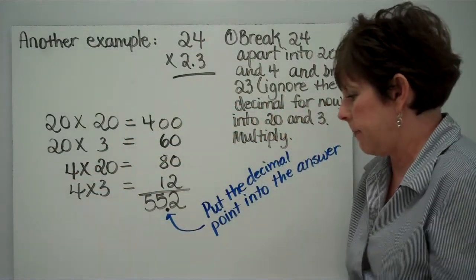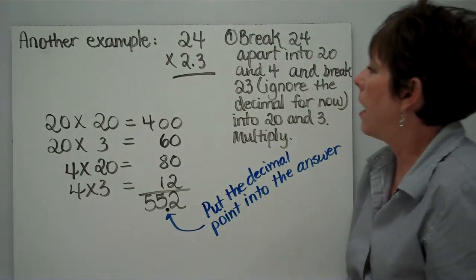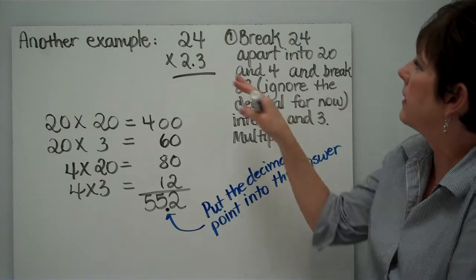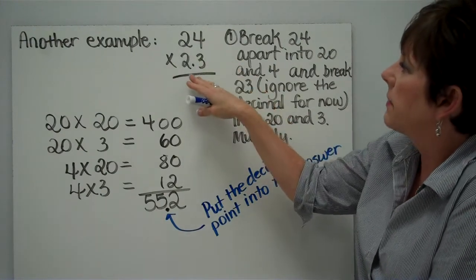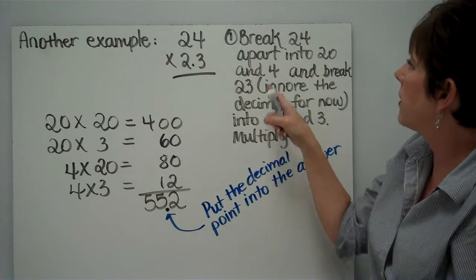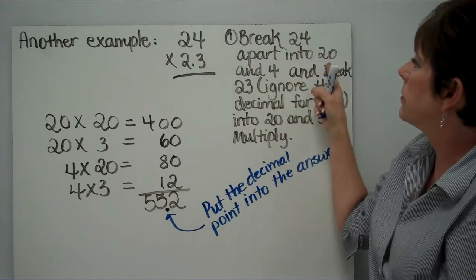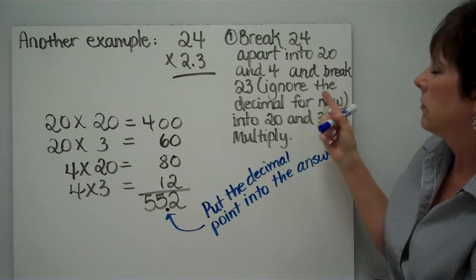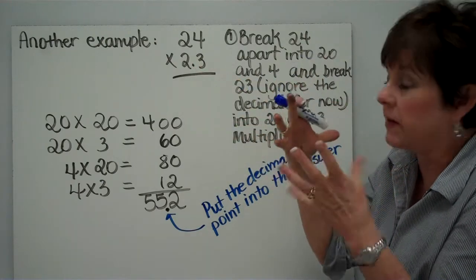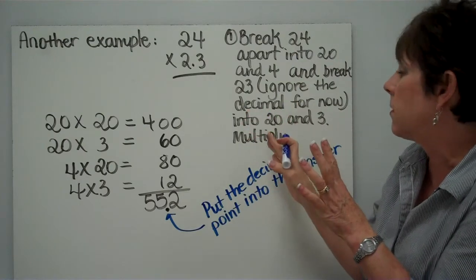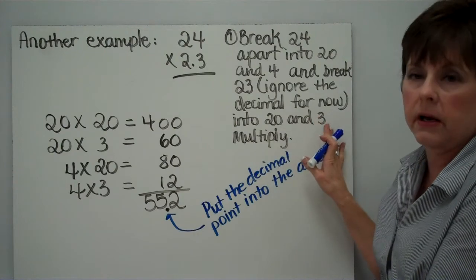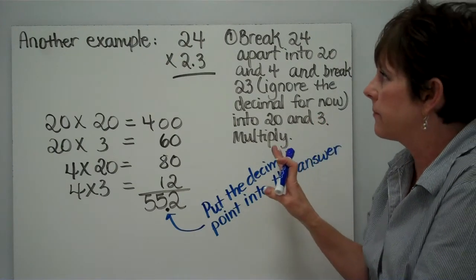Here's another example. This is still using the place value, multiplying by place value. 24 times 2 3/10. First thing, break apart the 24 into 20 and 4. Then what you'll do is break this apart. For right now, we'll think of it as 23. We'll ignore the decimal for now, and we'll make this into 20 and 3, and then we'll multiply.